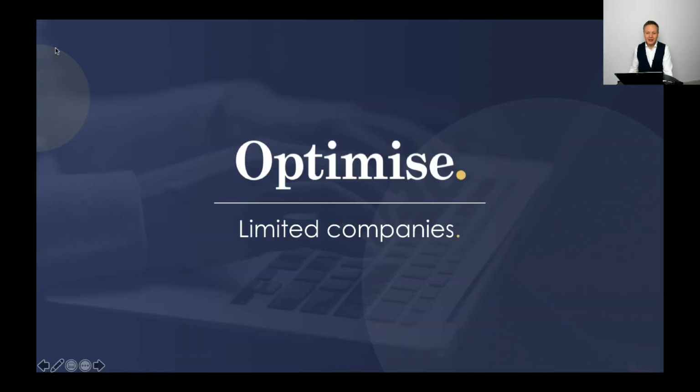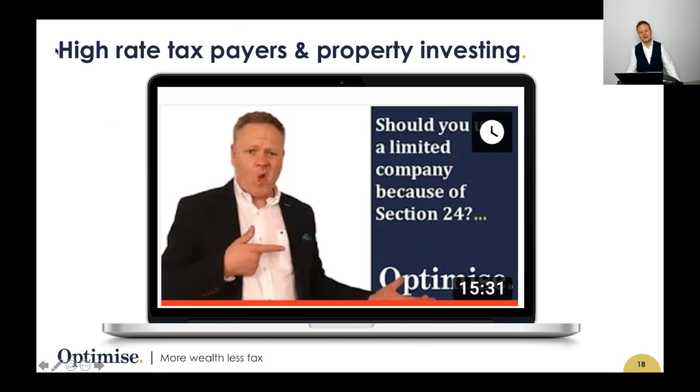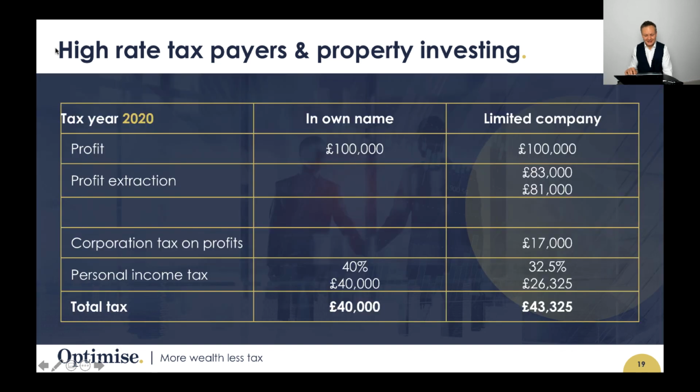And let's talk about limited companies and using them for property investments. What I want to do is show you this video, which should be linked above my head right now. You can watch that to see if you should indeed use a limited company as a high rate taxpayer or because of Section 24. Watch that video, really insightful, a lot more detailed than what I'm going to go into right now, but I wanted to focus just on high rate taxpayers in this video.